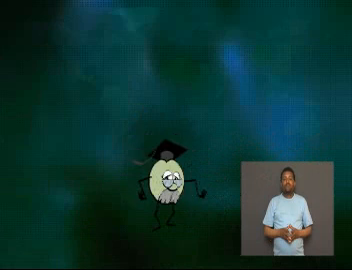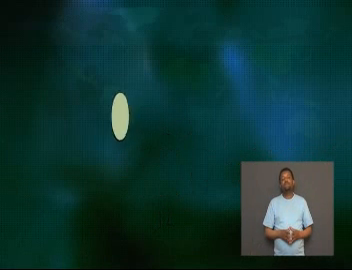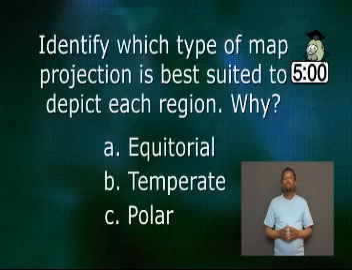Students, in a moment, you will see a list of 3 regions of the globe. Please identify which type of map projection is best suited to depict each. Also, take some time to describe why this is so. Students, let's get ready. Begin.